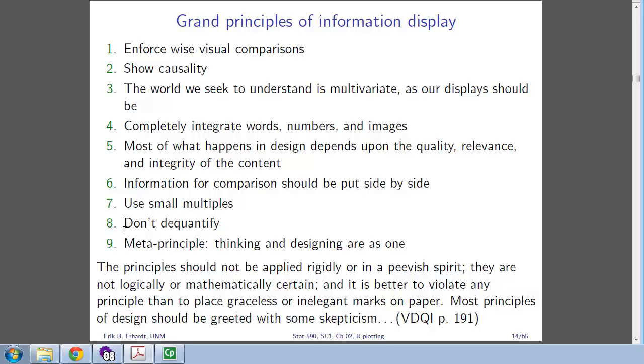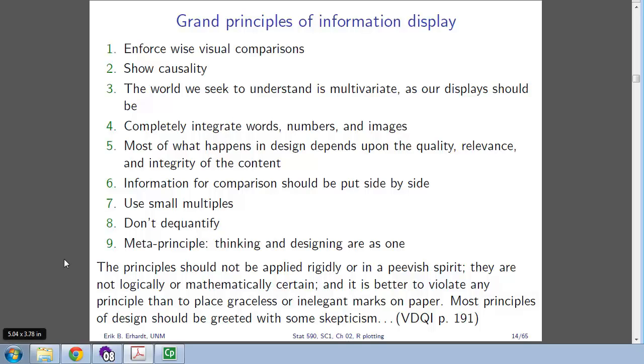8, don't dequantify your data. If you've got continuous numbers, don't break them into true, false, yes, no, big, small, things like that. And 9, thinking and designing are as one. When you are designing a visualization, you are thinking about the content, and you'll make better decisions as you're creating those visualizations.